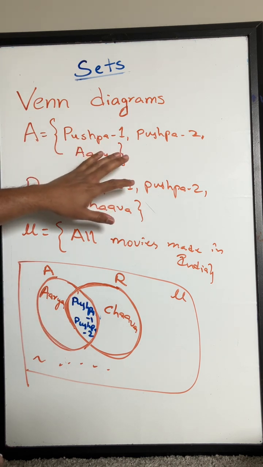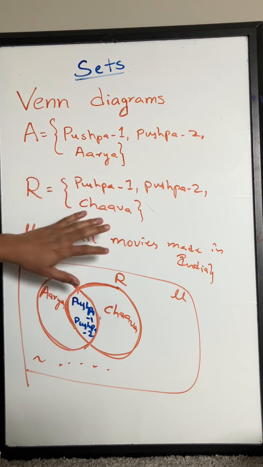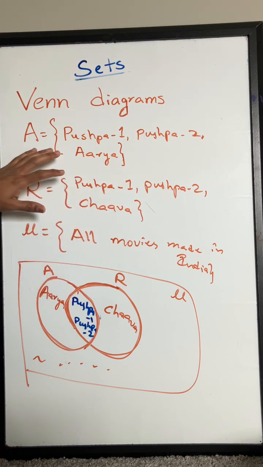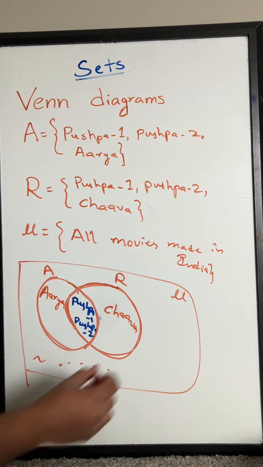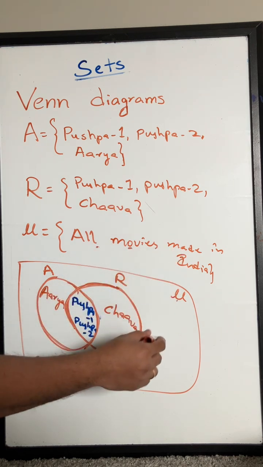I just picked a few movies, so these are not all the movies these actors acted in. Just to explain Venn diagrams, I took this example to make it interesting. So mu is like all movies made in India. So like this.